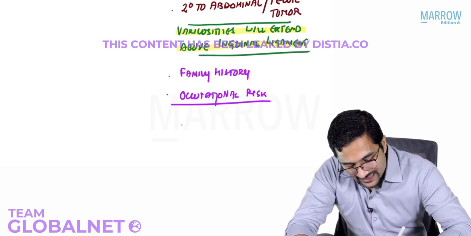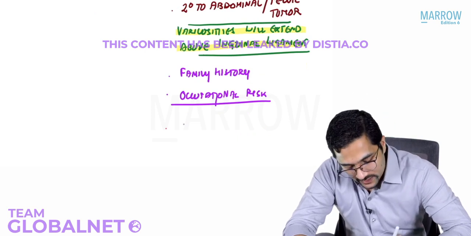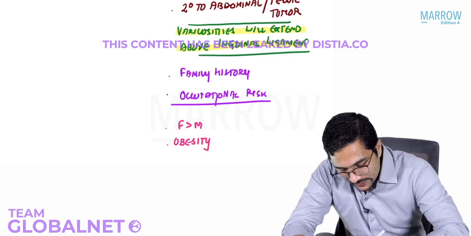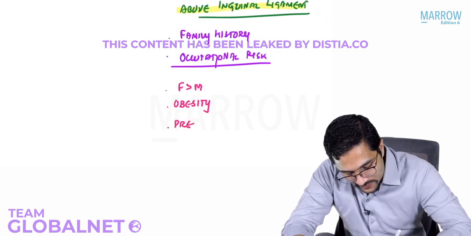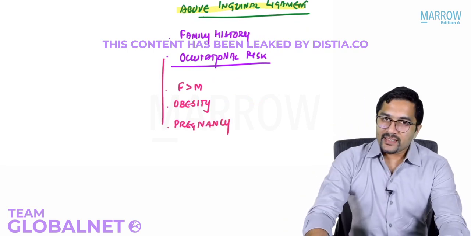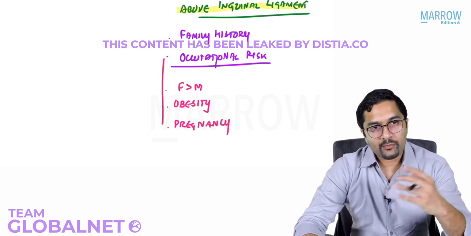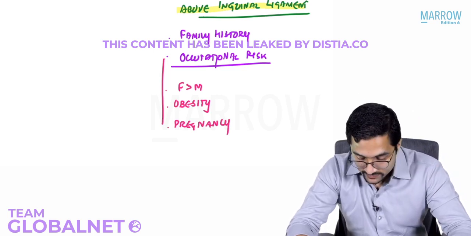So occupational risk, family history can be there. It has also been seen that secondary varicose veins are more common in females as compared to males, more common in obese patients, and it is common during pregnancy also. So these are the risk factors for varicose veins which you should know about, and primary and secondary varicose veins.